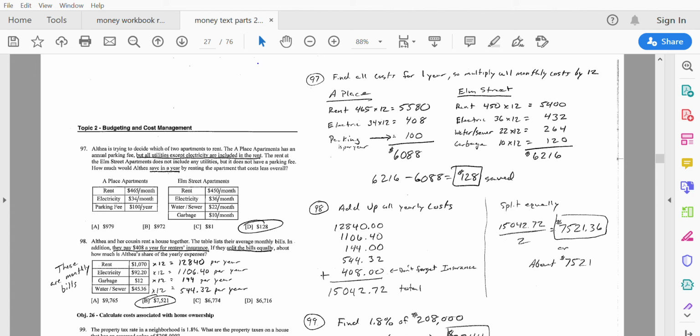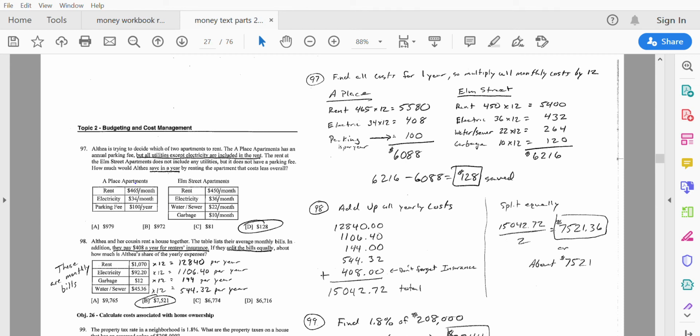All right, so number 97. I'm trying to decide which of two apartments to rent. The A Place Apartments has an annual parking fee, but all utilities except electricity are included in the rent. The rent at Elm Street Apartments does not include any utilities, but it does not have a parking fee. How much would she save in a year? Okay, so that's key, in a year by renting the apartment that costs less overall. So we have to figure out costs for a year for both places.